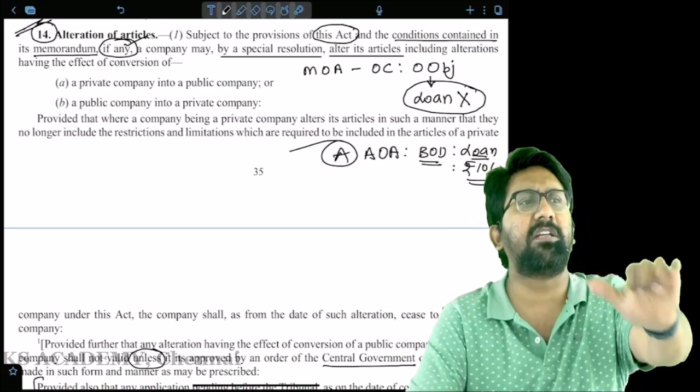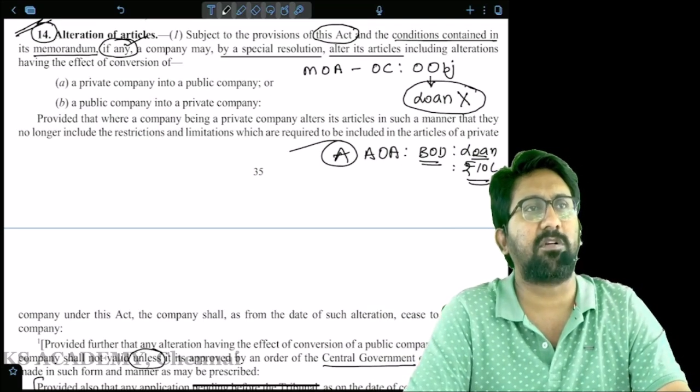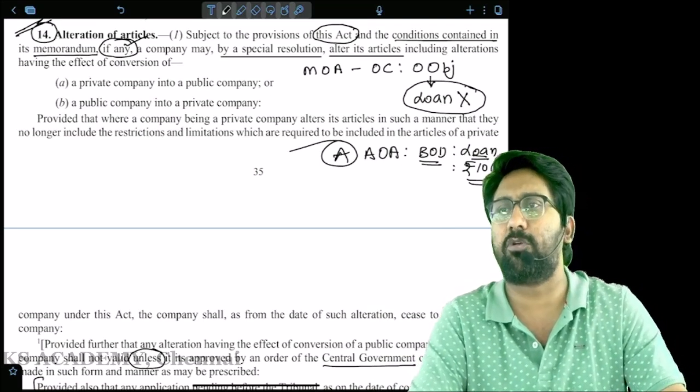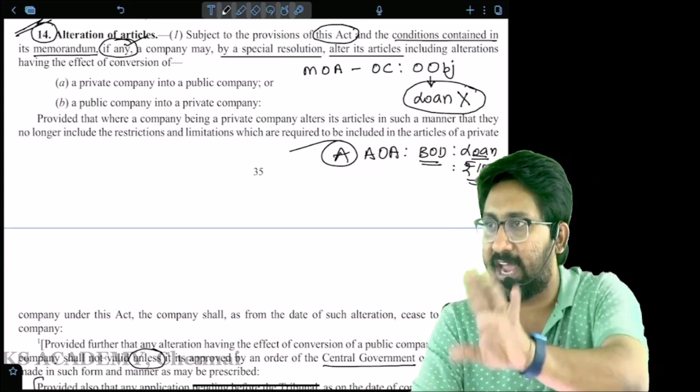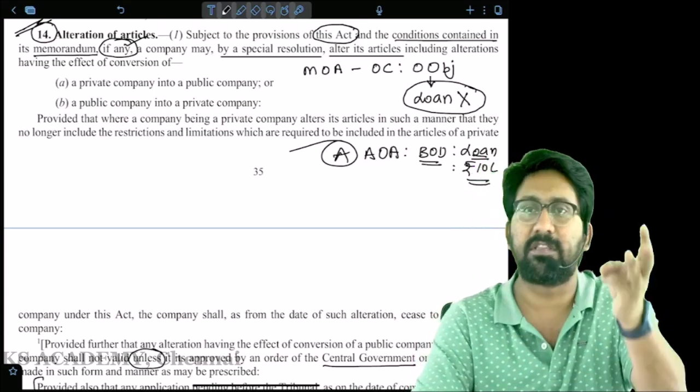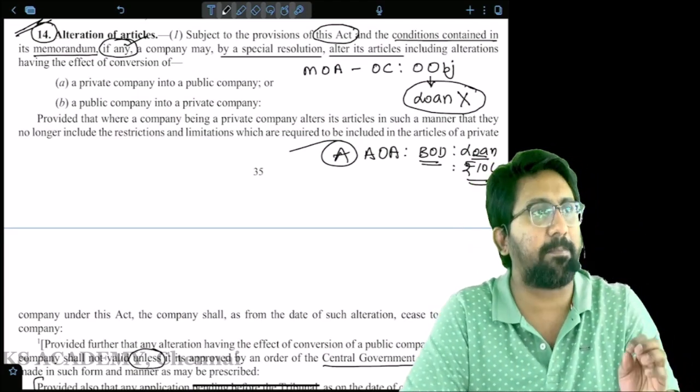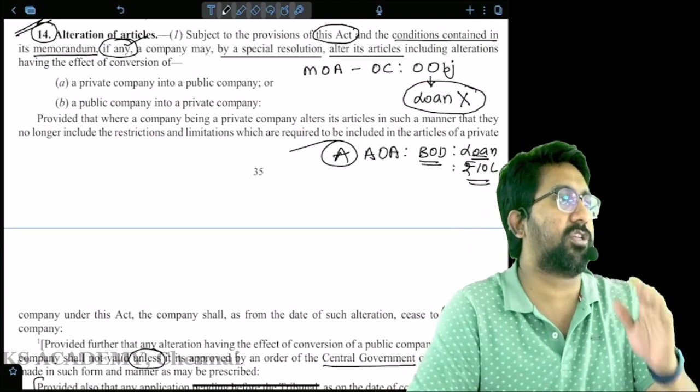So if anyone asks you how to alter the articles, what is the first thing we need to tell? Subject to the act, subject to the memorandum. First condition, follow the act, follow the memorandum. Third step is the shareholders by passing a special resolution in a general meeting.